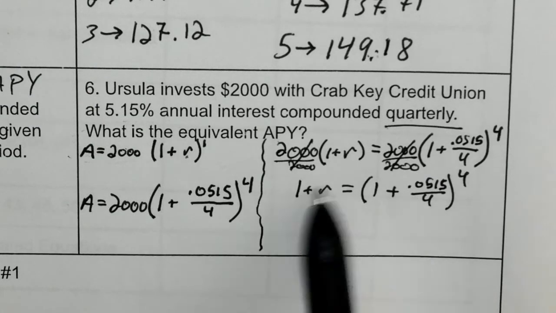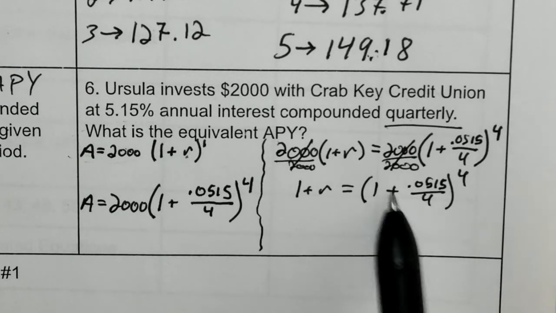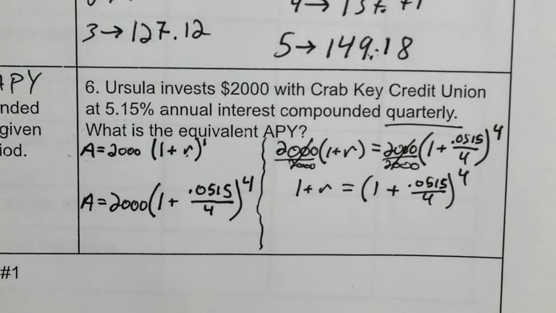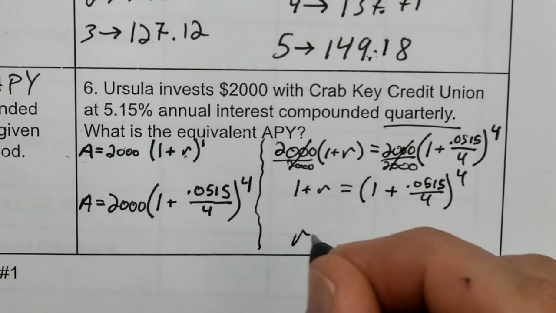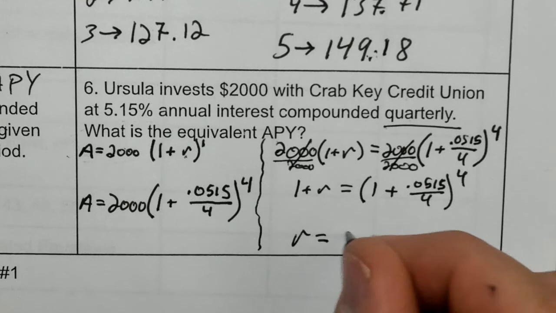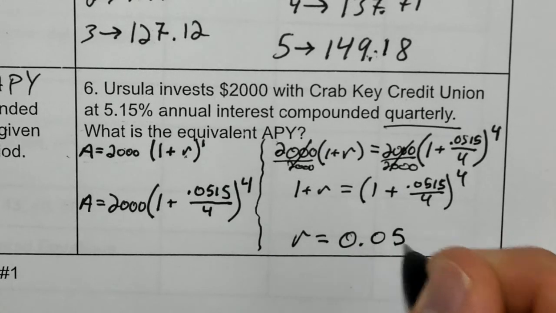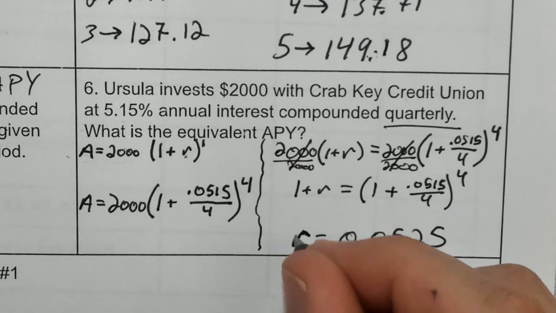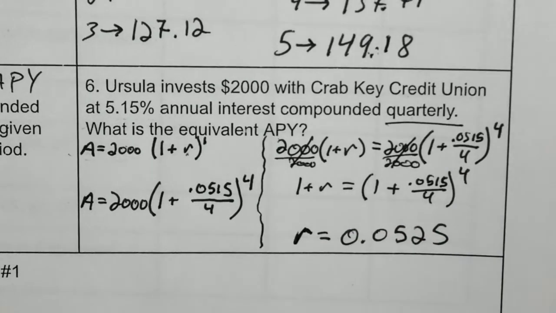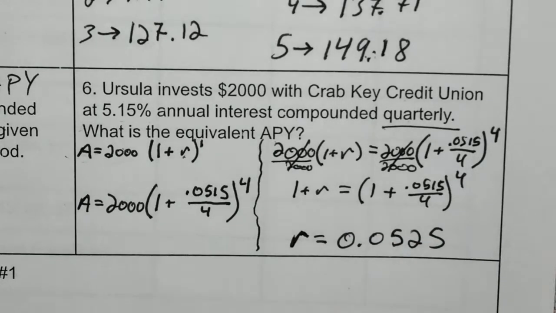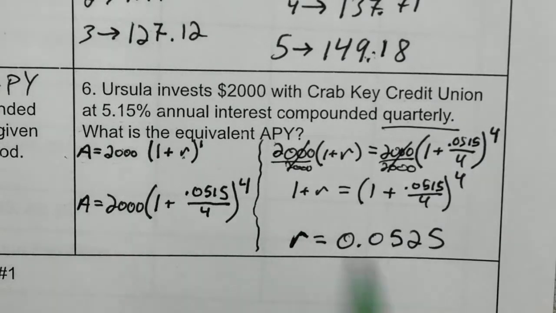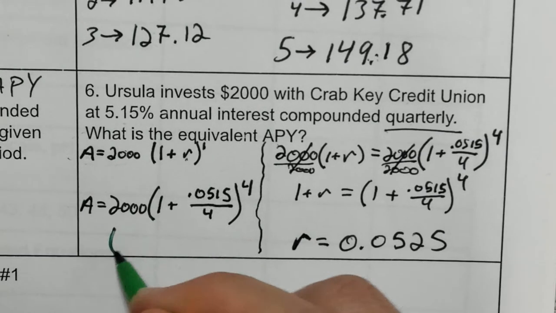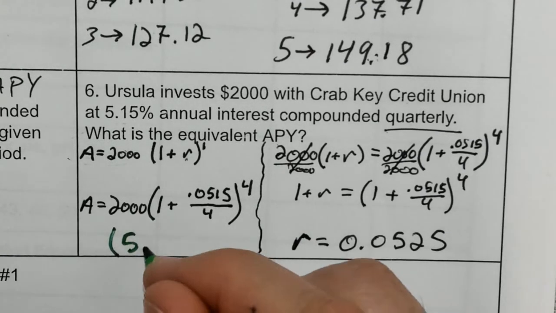I mean, as with so many of the problems in this chapter, there's more than one way that you can do it. And neither one is really better than the other. When you do this, this is what you get. You get r is equal to 0.0525. And yeah, so as a percent, I didn't give much space here, but as a percent, it would be 5.25%. Okay.